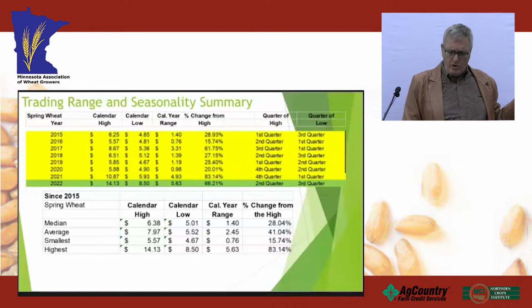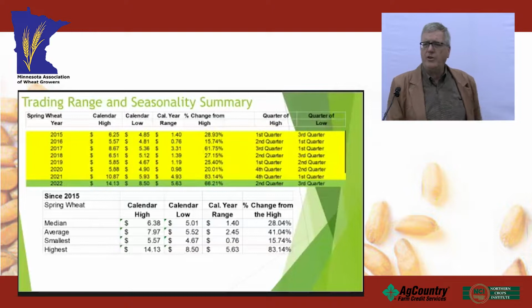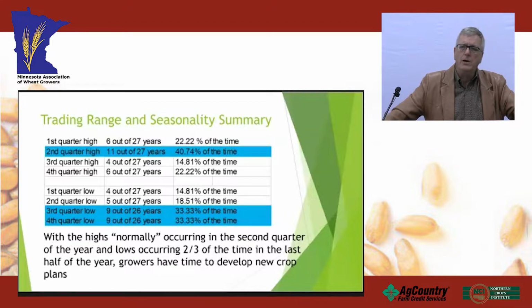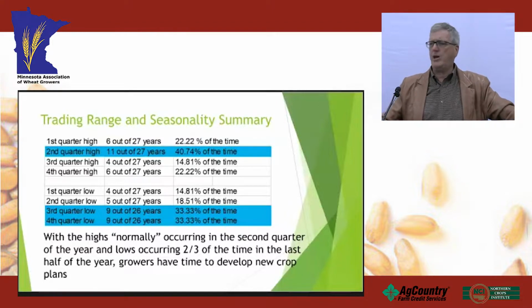But these are things that you need to use to put into your new crop marketing plan. You saw this in a different format earlier. Generally in spring wheat, almost 41% of the time our nearby futures high occurs in the second quarter. So that would be April, May, or June. 66% of the time, actually July through December, it occurs. So 2/3 of the time. So you need to make sure that you cluster those sales early on.